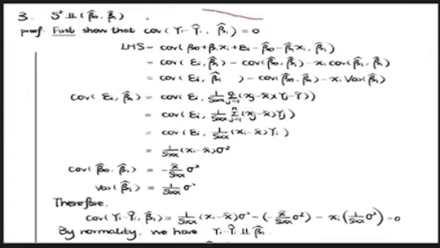Take a look at this. If you really want to show that two variables are independent in statistics, then you need to show that their covariance equals 0. If you're able to show that their covariance equals 0, then you've been able to show that they are independent.